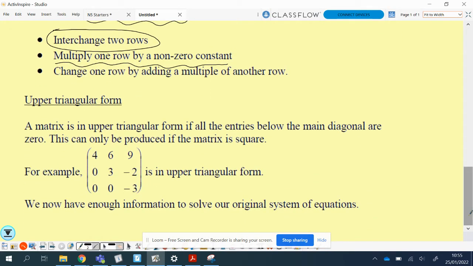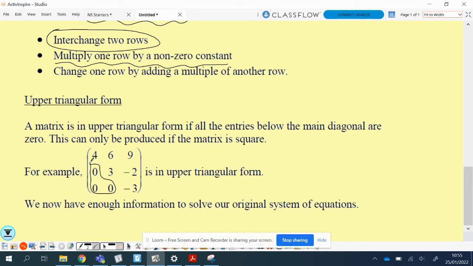So here, upper triangular form, you might want to highlight this. I have now got zeros in my bottom corner, and that's how we want to solve these. We want to end up with zeros in this bottom corner here so that we can then solve, and I'll show you an example of how that would then give us the answer. But that's the aim. Our aim is to use those operations to create zeros in there. Anything else we're fine with. It has to be down there to help us out. Once we do that, we then have enough information to solve our original system of equations.